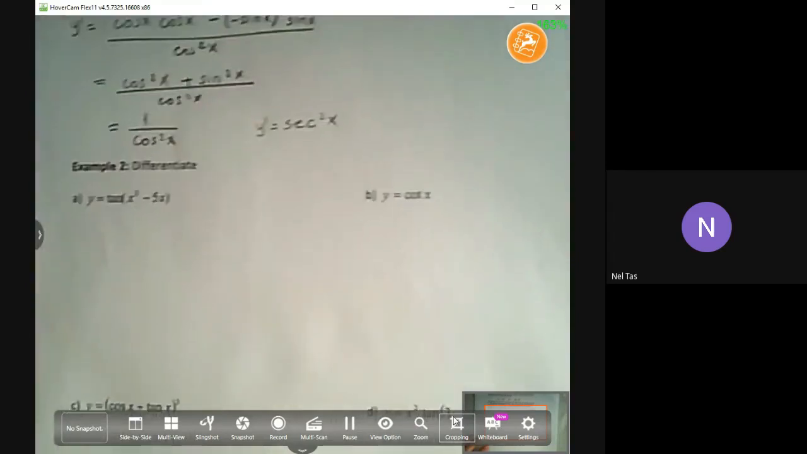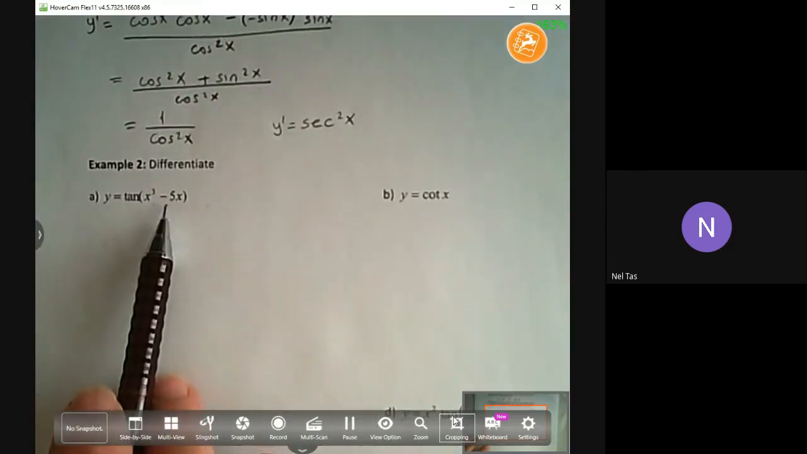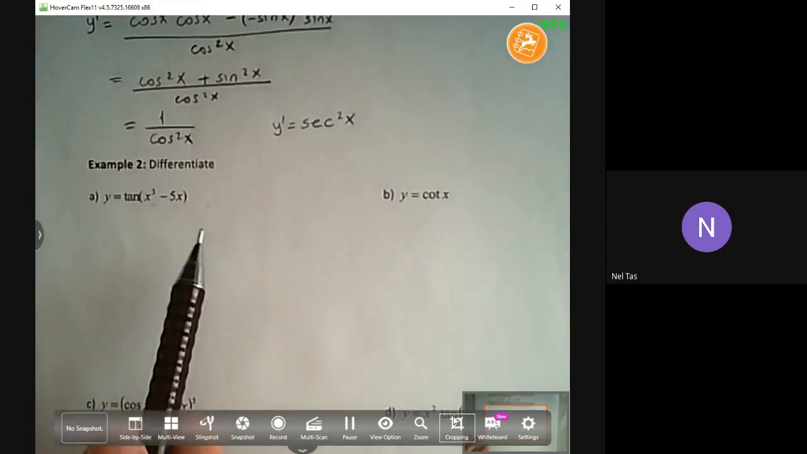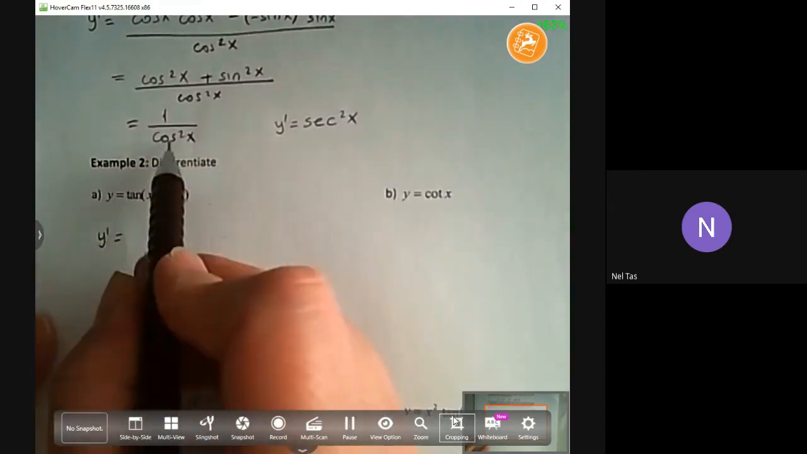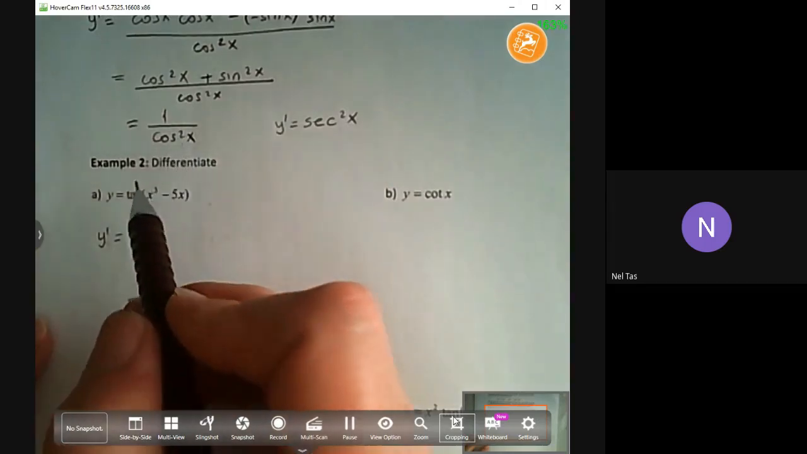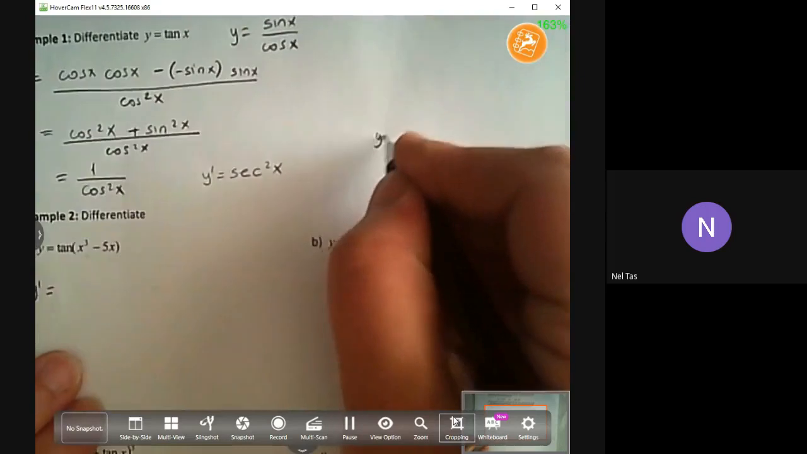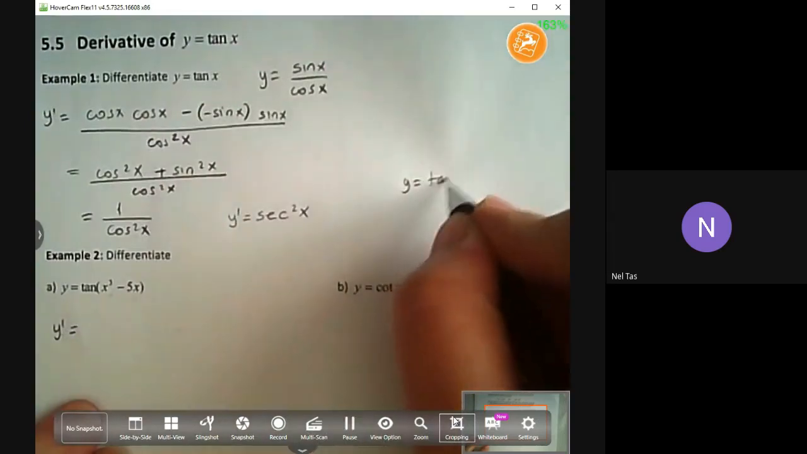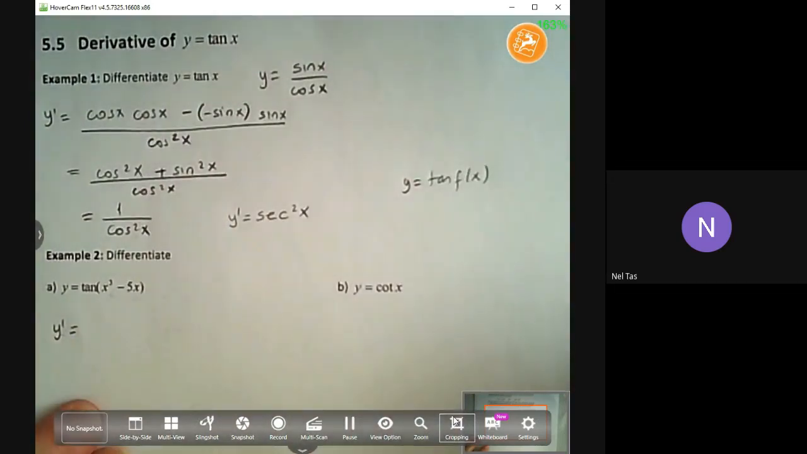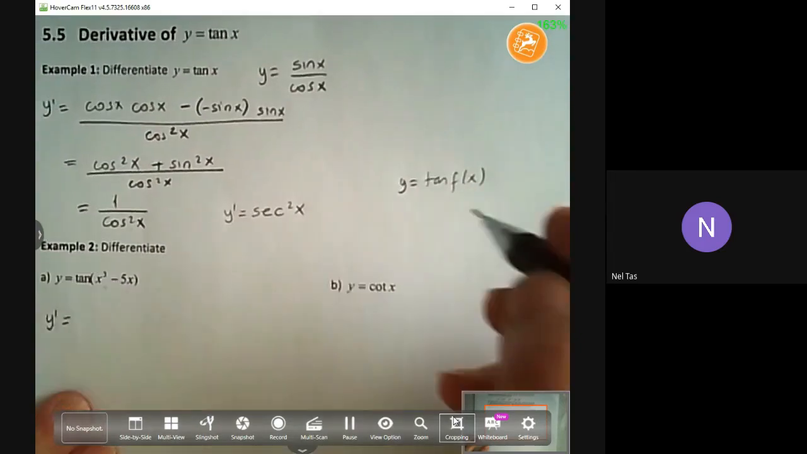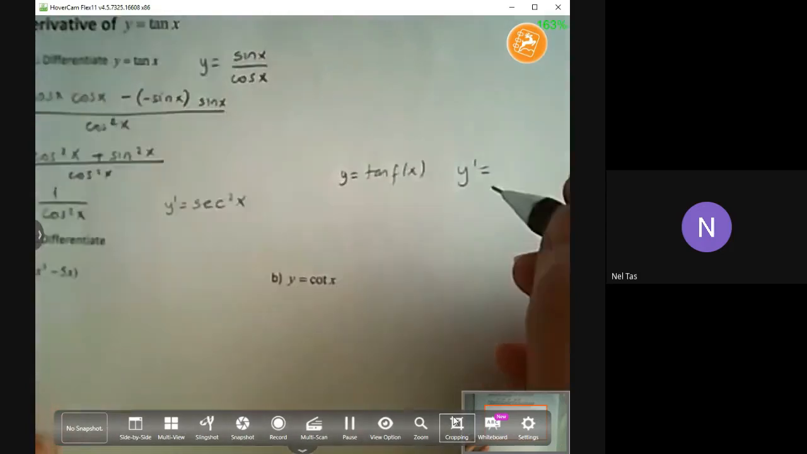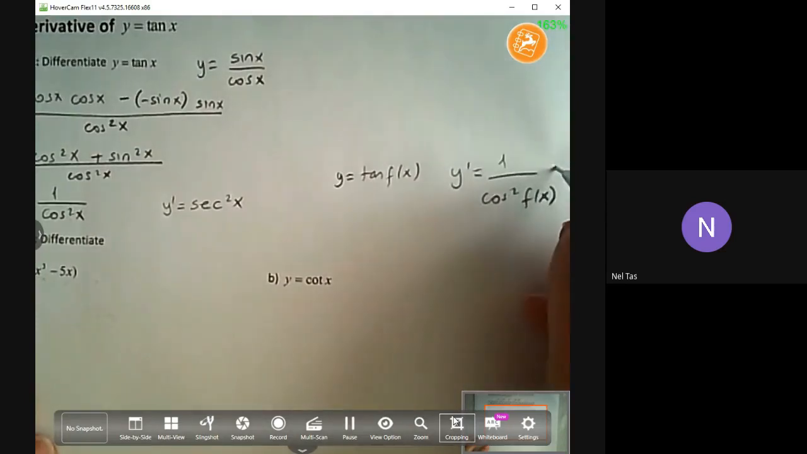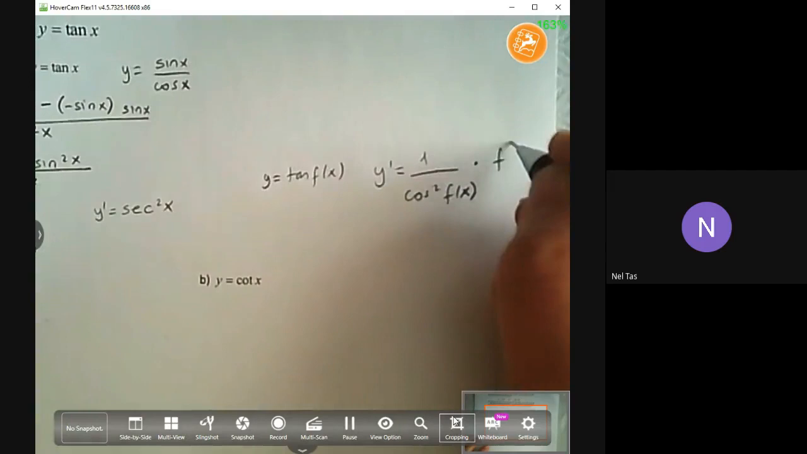Okay, so let's apply that rule. So we have tangent of x cubed minus 5x, and we are taking the derivative. Let me add one thing. If you have tangent x, the derivative of it is 1 over cos square x. How about if you have tangent f of x? So the angle is not x, but is a function of x. Then the derivative of it is going to be 1 over cos square f of x times the derivative of the angle.